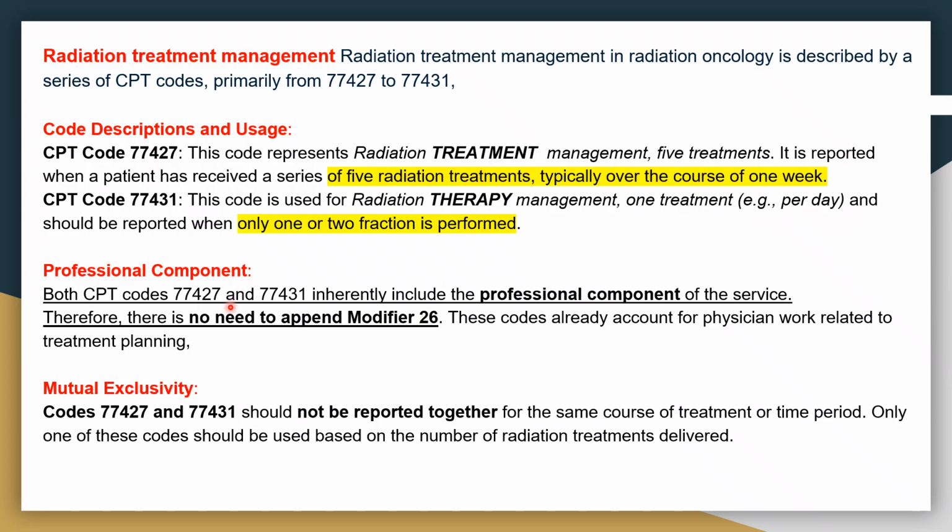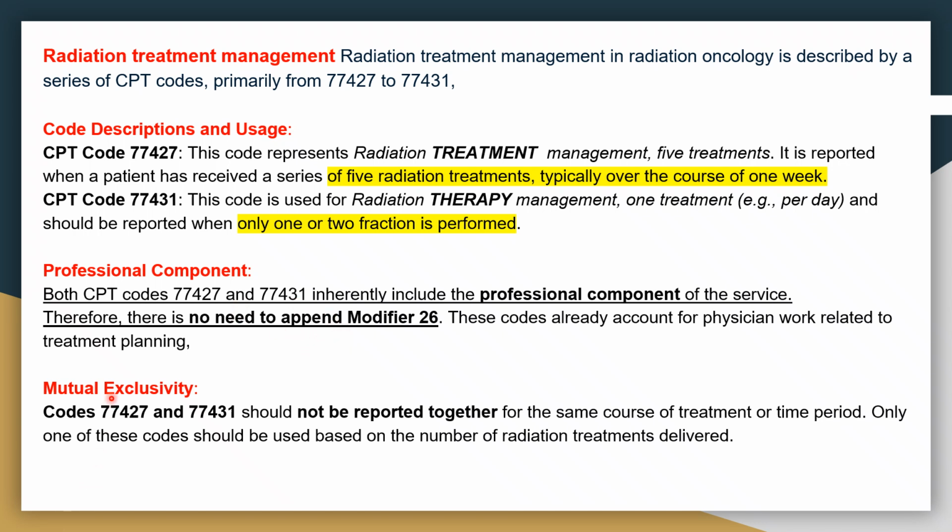Now these two codes, 77427 and 77431, are inherently the professional component of the service, so therefore there is no need to append a modifier 26. This is very important because sometimes it will help you eliminate the wrong option, because if they put a modifier 26 on any one of these codes, you can immediately eliminate that option.